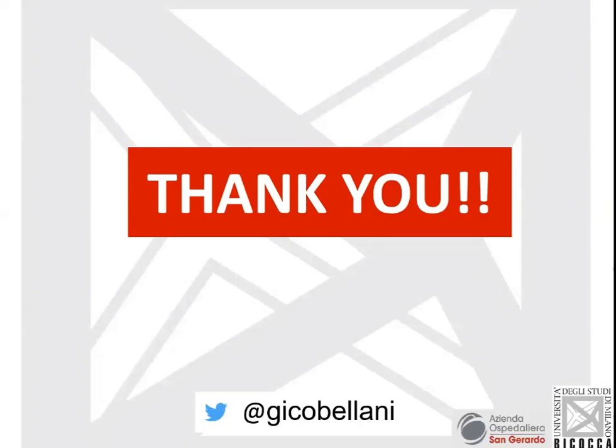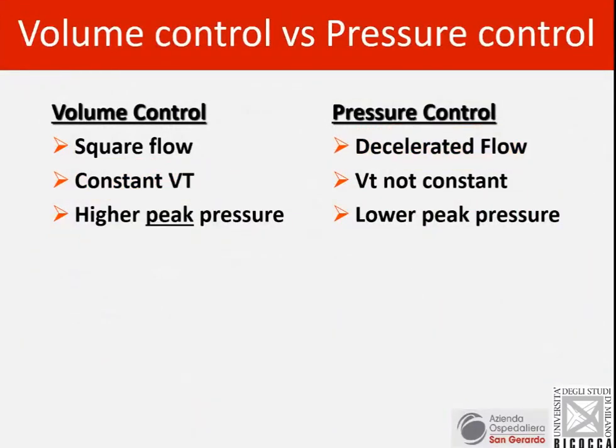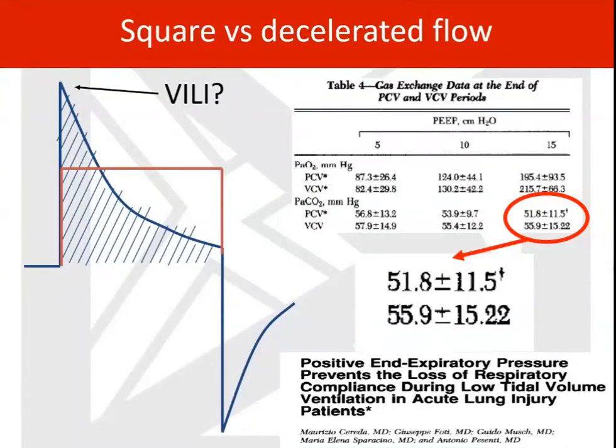Could you just comment a little bit about the flow? You didn't have enough time to do that, between the volume constant flow and pressure decelerating flow. Is it possible to use a volume control with decelerating flow? Yeah, that's also another option.